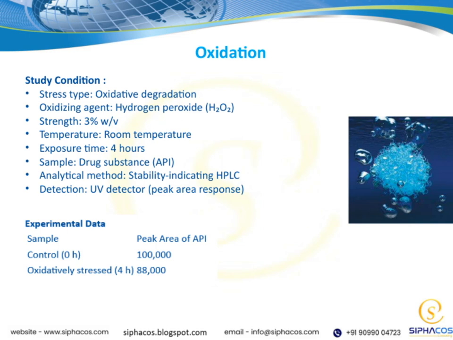For analysis, we used a stability indicating HPLC method, which is specifically designed to detect even small changes in the drug's chemical structure. The detection was done with a UV detector, focusing on the peak area response, which allows us to quantify how much of the drug remains after exposure. Overall, this slide highlights the key parameters we controlled in the oxidation study, emphasizing how we systematically challenge the drug to ensure its stability and robustness in real-world conditions.